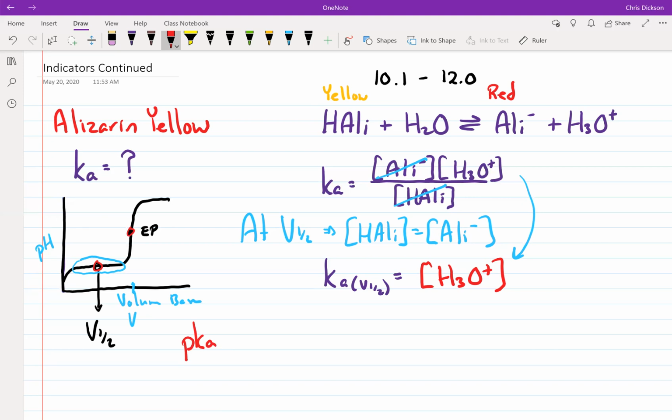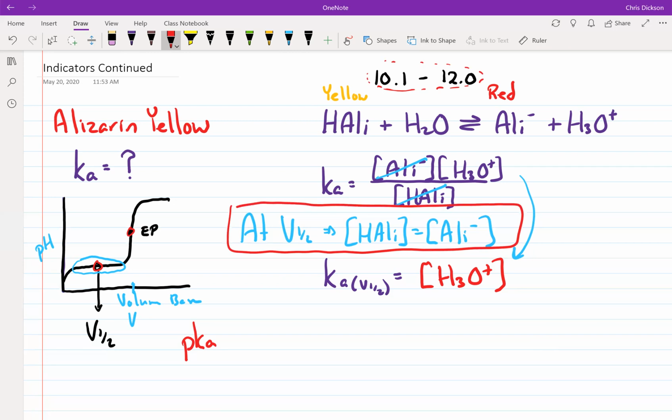And if we think about that, the Ka would have to be something to do with the hydronium concentration, which would have to do something with these numbers here. So let's find out where it would be at V half. That is, where does this hold true? And that would be at the middle of the color change, or we sometimes call it the end point of the indicator or the transition point.